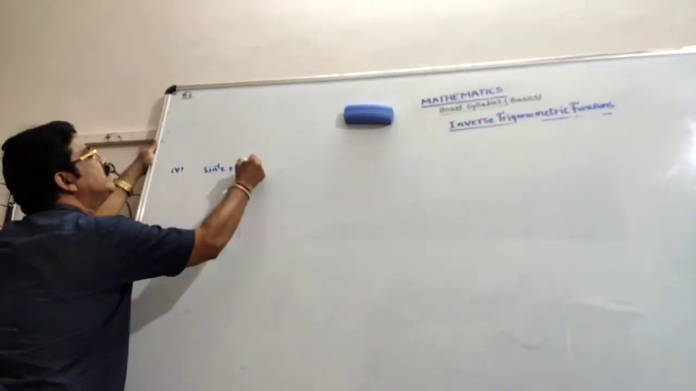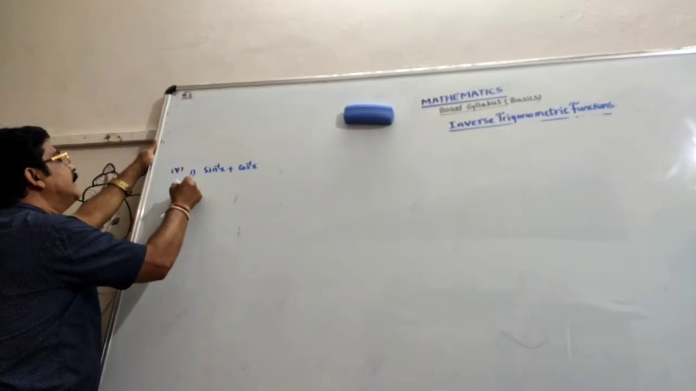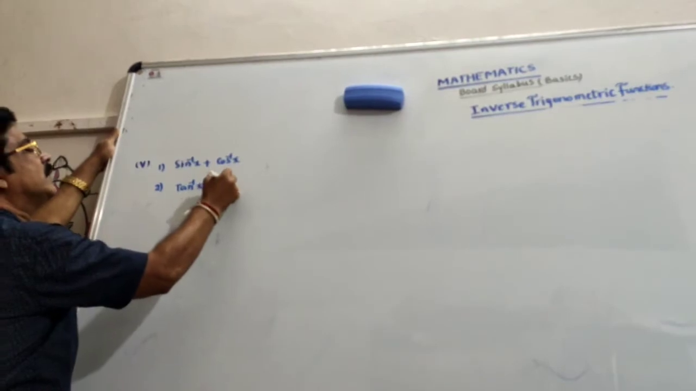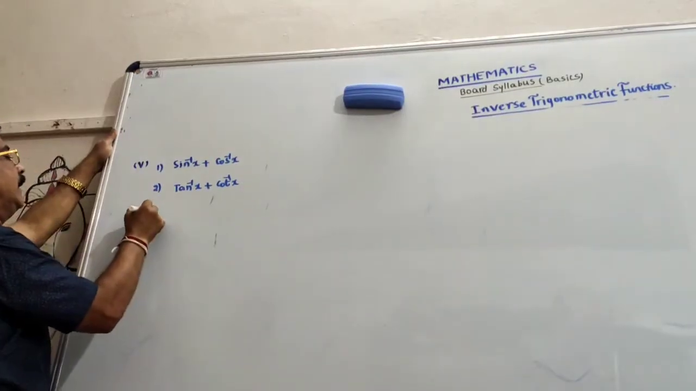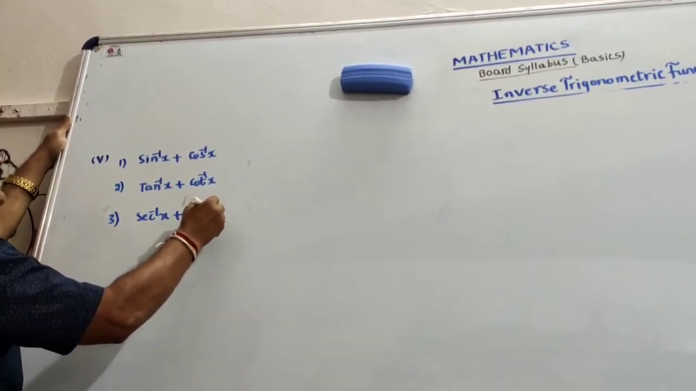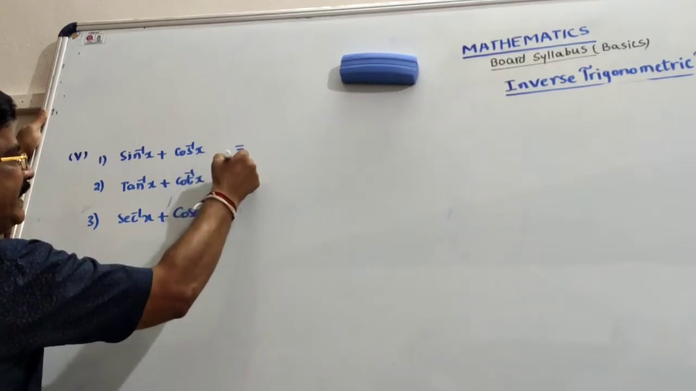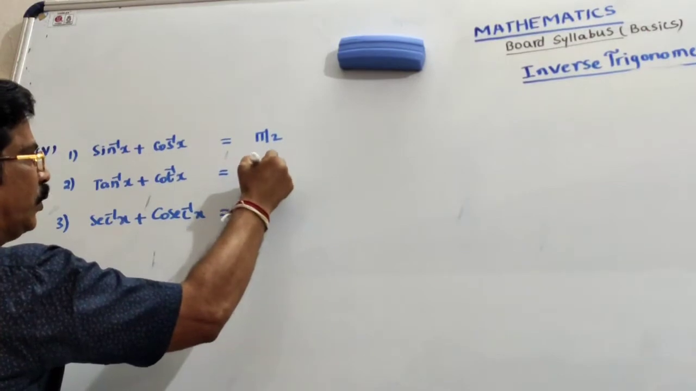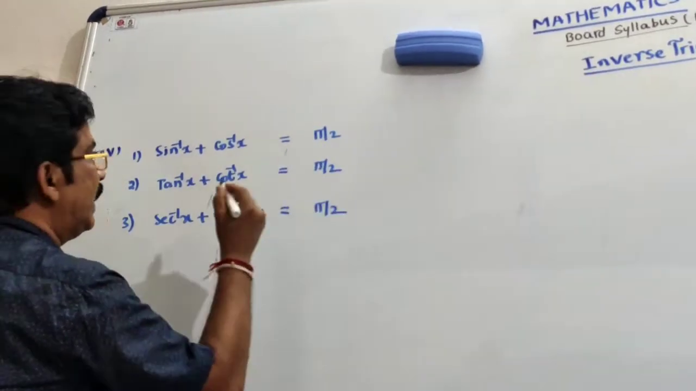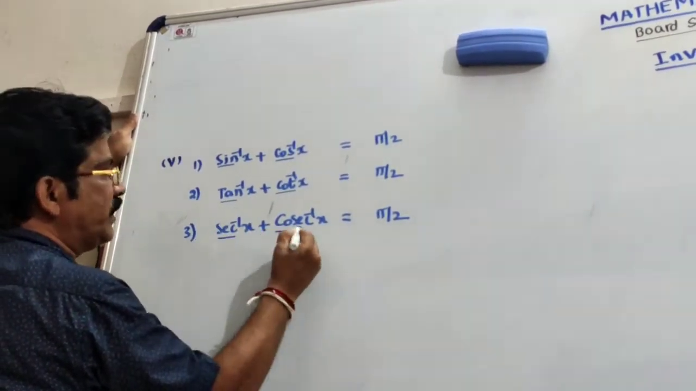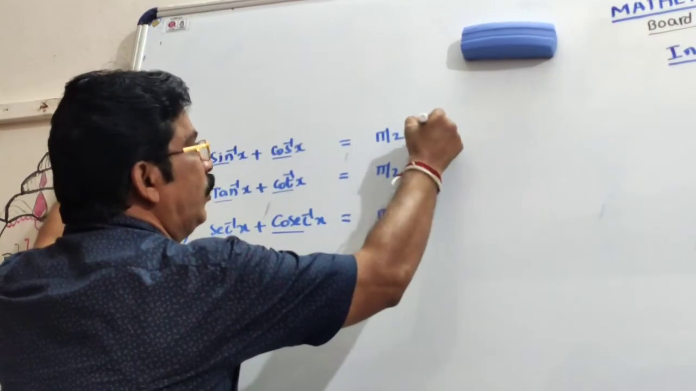Inverse x plus cos inverse x, number 1. Number 2, tan inverse x plus cot inverse x. Number 3, secant inverse x plus cosecant inverse x. So in all cases it is pi by 2, it is also pi by 2, it is also pi by 2. Observe, sin, cos, tan, cot, secant, cosecant, just like that. So it is true for all.